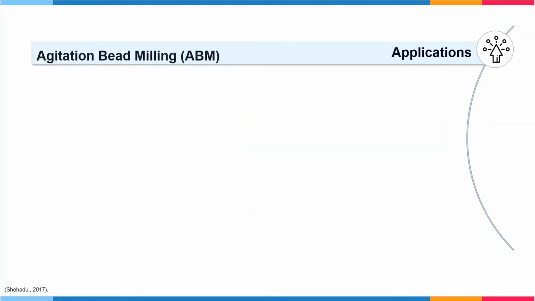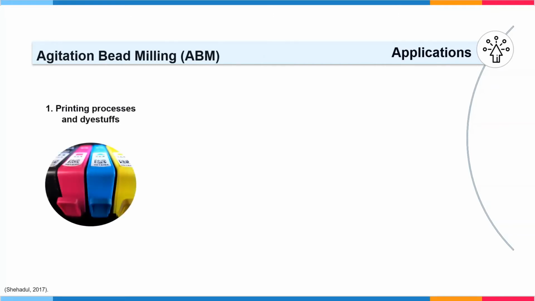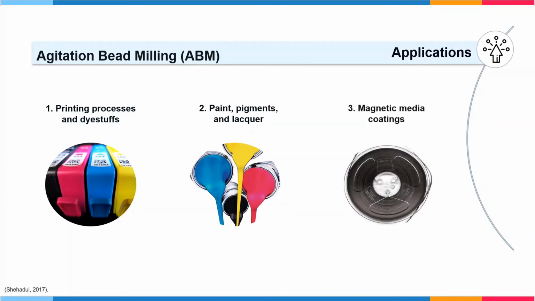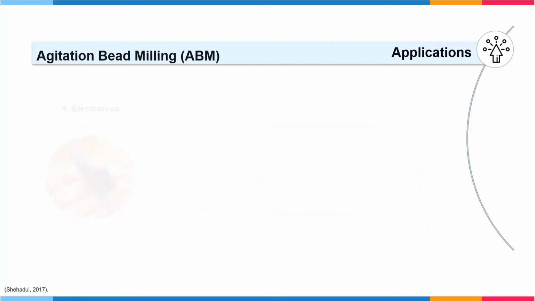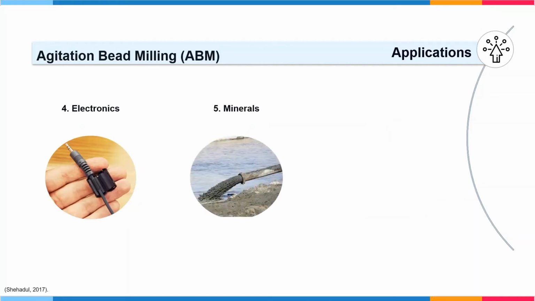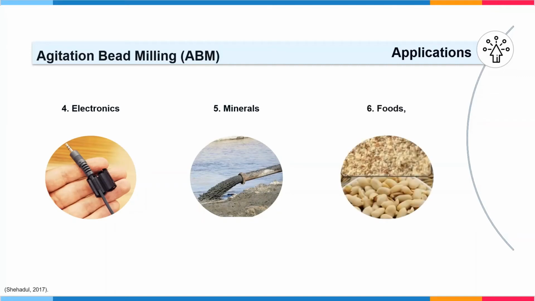In the last decade, products processed in agitation bead milling are growing fast and applications cover a broad region. For instance, in the printing industry for the production of inks, dyes, and coatings. Same for producing primer coatings, lacquer, and pigmented dispersions. It is also applied for the metal oxides for tapes and discs. Also, for the ferrites and high-grade ceramics in electronics. For mineral slurries in water or oil, and finally for chocolates, food dyes, peanuts, and other food industry products.